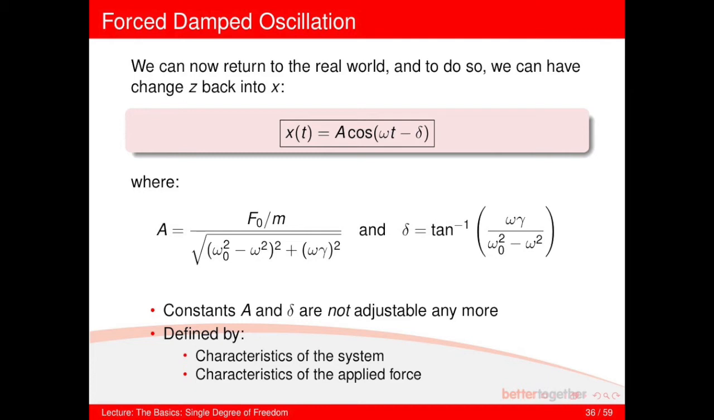It doesn't matter what the system is doing when time is zero. You give it a forcing function, and the system will respond. And eventually, when all the transients die away, you'll end up with an oscillation with a certain amplitude dependent upon the system and a certain phase dependent upon the system. Constants A and delta are not adjustable anymore. They're defined by the characteristics of the system and the characteristics of the applied force.